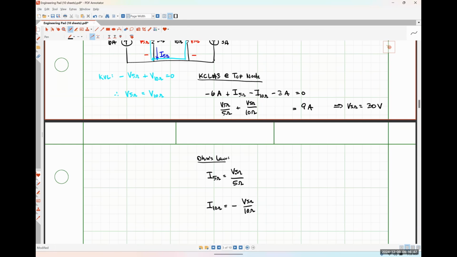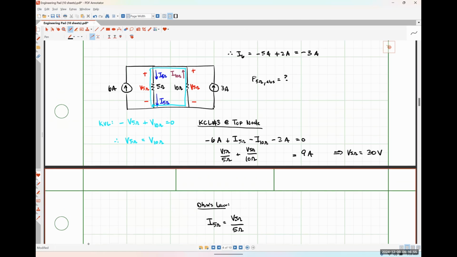So if I did this correctly, and I believe that I did, I got 30 volts. Using this piece of information, then, the power absorbed by our 5 ohm resistor would be 30 volts squared divided by 5, which is 180 watts.